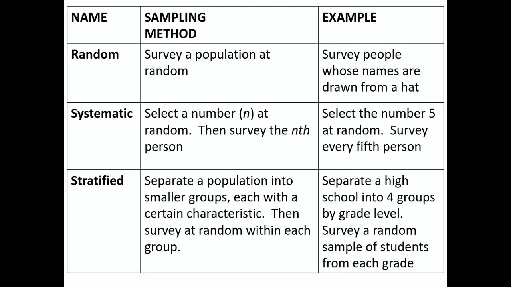Systematic, it kind of looks weird the way it's worded, but it says select a number. We'll call that number n. And then you survey the nth person. All that means is, let's say I pick 5. Then that means I'm going to survey the 5th person that walks down my hallway. That is systematic. There's a system to my picking. So I select number 5 at random, and then I survey every 5th person.